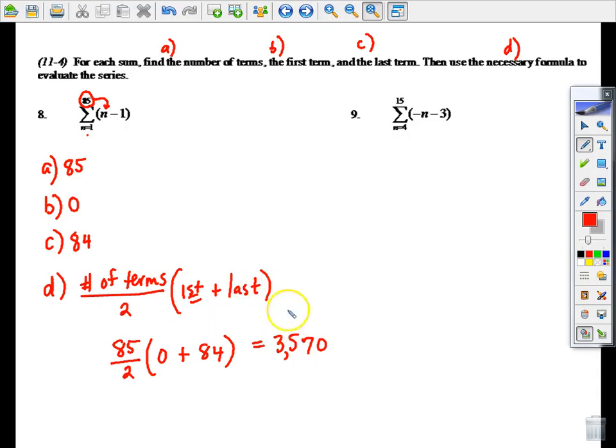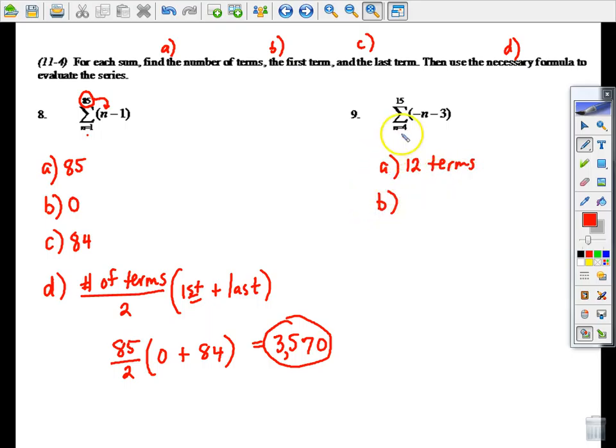All right. So very similar problem with number 9. So let's do the same thing to get the number of terms. We can do this. 15 minus 4 is 11. But don't forget to do plus 1. So the number of terms here is 12.